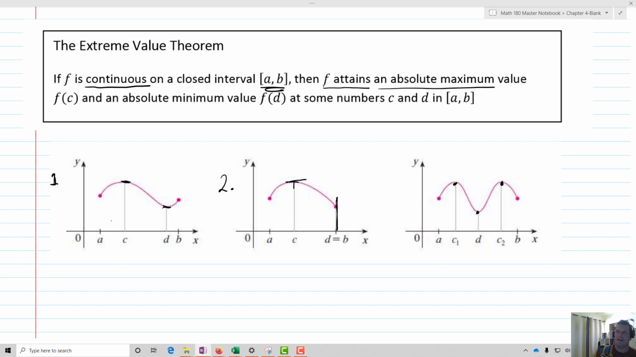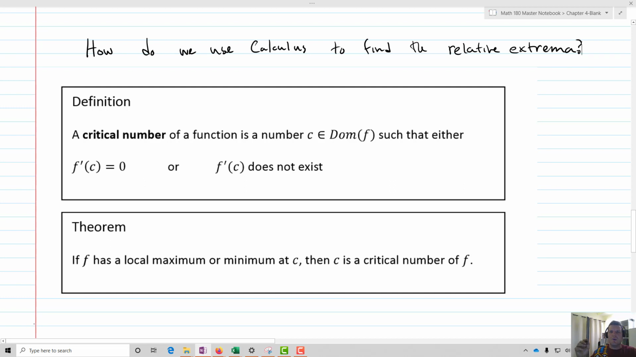That we will always have an absolute minimum and an absolute maximum on any closed interval. So now we want to ask the next question: how do we use calculus to find the relative extrema? So we'll start out with this definition. A critical number of a function is a number c belonging to the domain of f such that either f prime of c equals 0 or f prime of c does not exist.